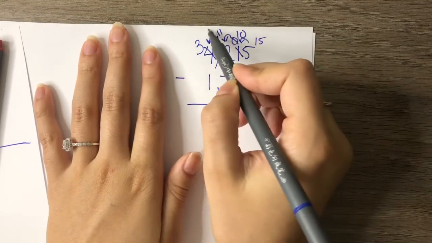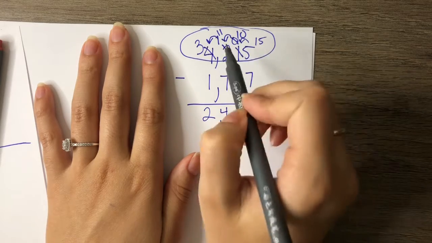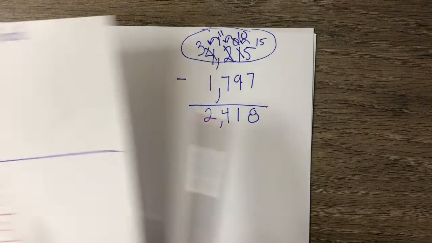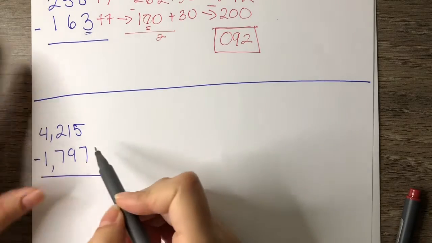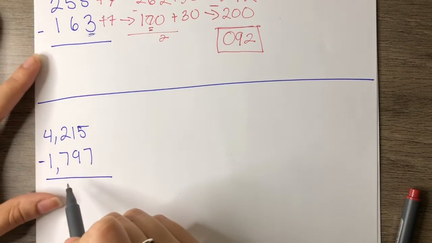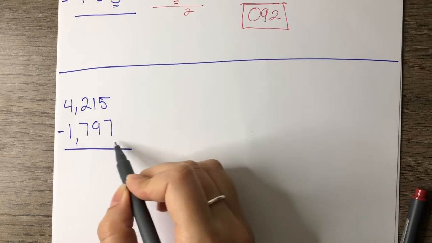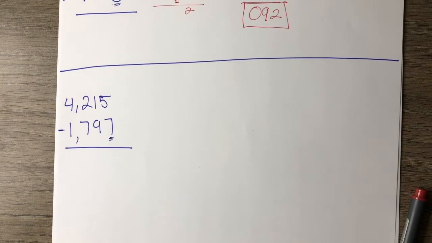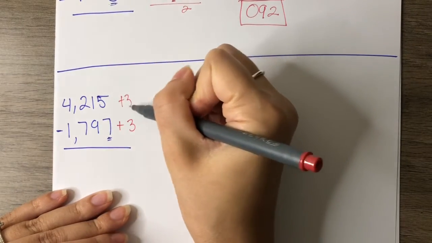So you see all this right here. This can be very confusing, and that is where mistakes can occur. That is why we are doing the equal addition algorithm method. So let's try it. So 4,215 minus 1,797. So what can we add? Remember, we focus on the bottom number, so we can get a 0 here. We can add 3. So let's do plus 3. Remember, you're going to do the same to the top, plus 3.